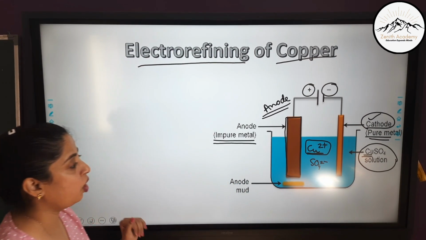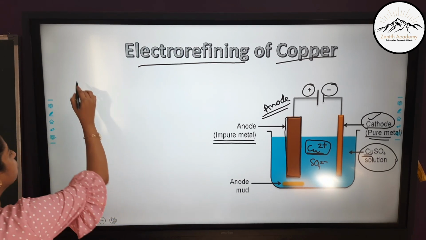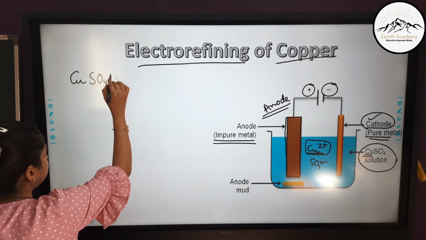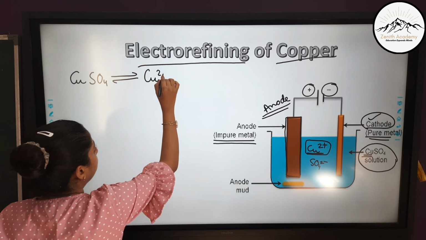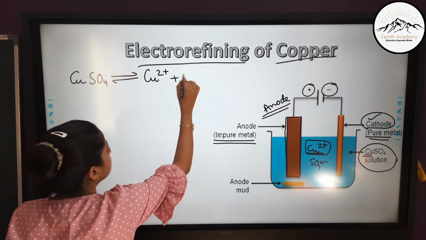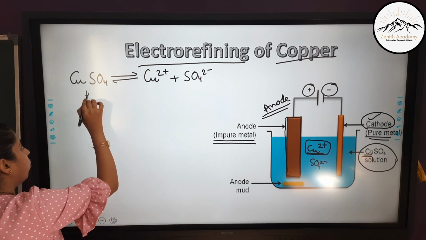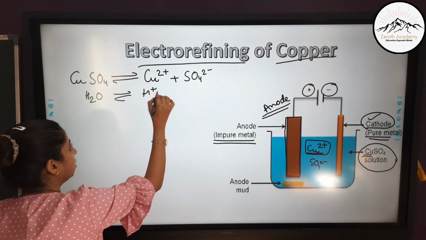Now what happens when the current is passed? This copper sulfate solution dissociates and forms copper ions and sulfate ions. Since it is aqueous, water will also be there, giving H plus and OH minus.